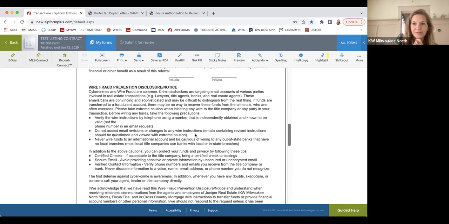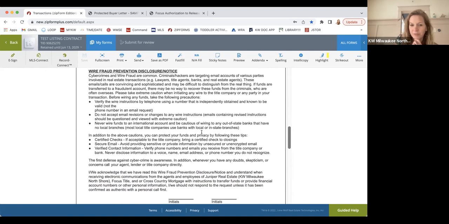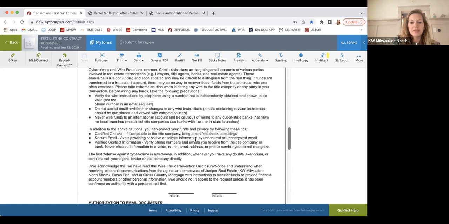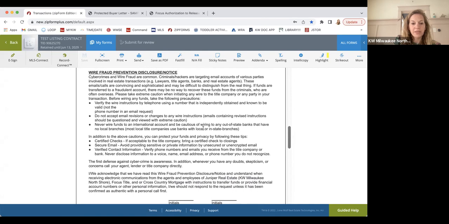This also serves as a CYA for us. Wire fraud, for example, is much more prevalent these days. So we've got a big disclosure notice about it here. When I'm explaining this to a seller or a buyer, I'm just letting them know that it is more prevalent. We are taking extra precautions when it comes to wire fraud. Any wiring instructions that they may need to receive as a part of the transaction, they will receive directly from the title companies.